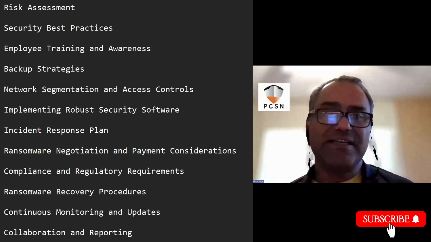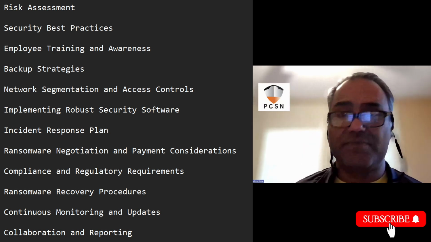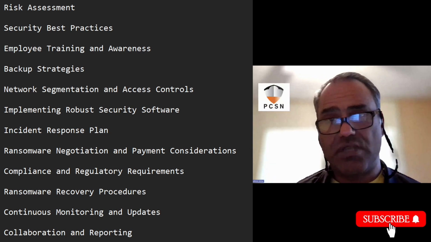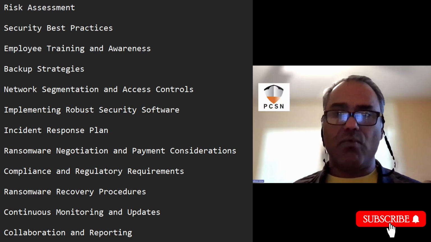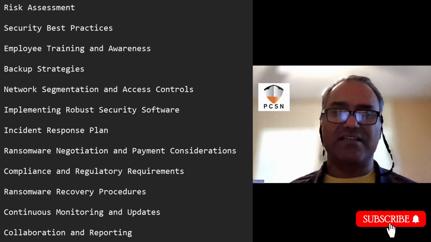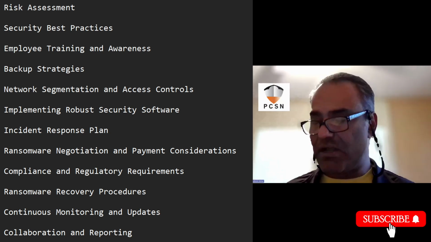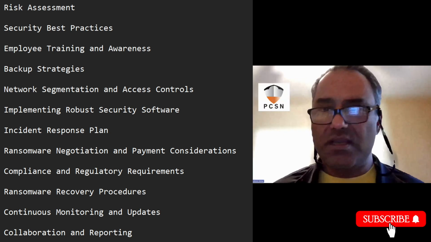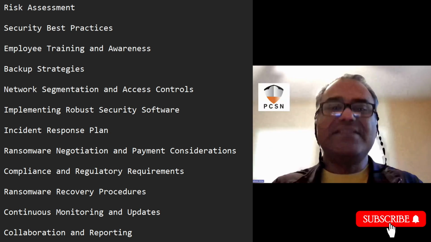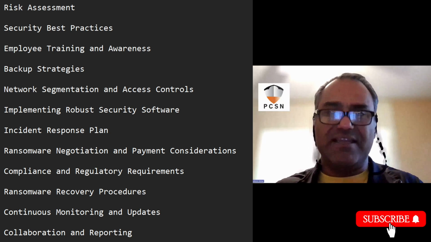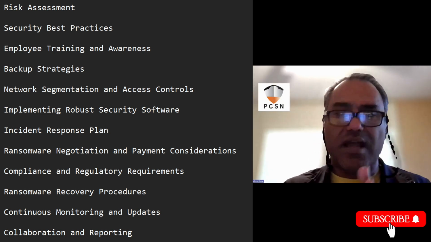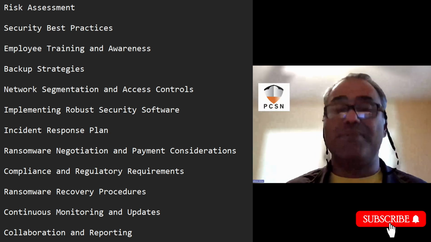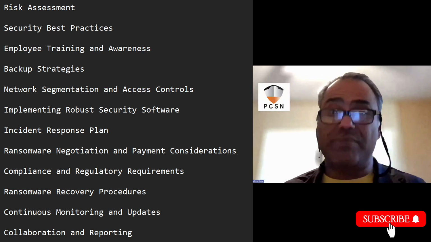So next thing is network segmentation and access controls. So you always want to segment out your network and restrict access for users based on their role. A person should have the least amount of privilege that they need to get their job done, right? I can't tell you how many times we find most companies do not enforce or implement this.